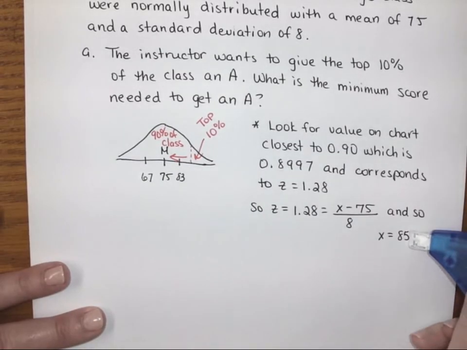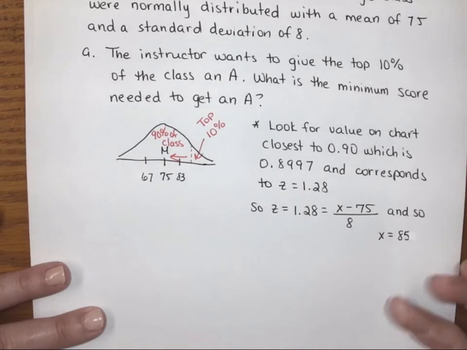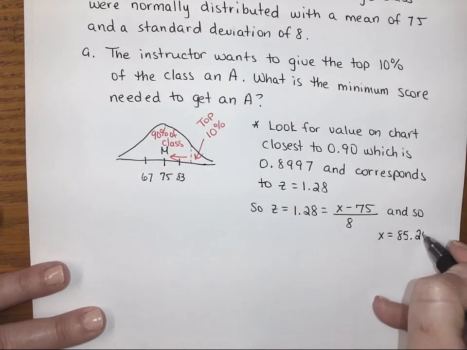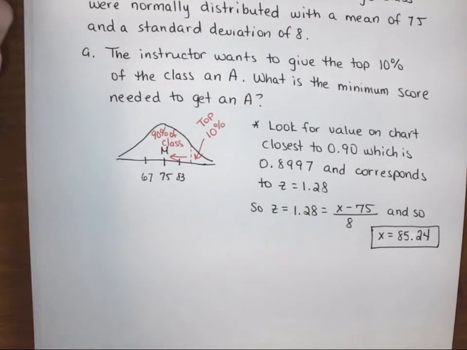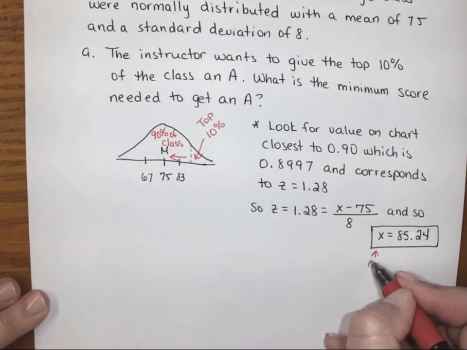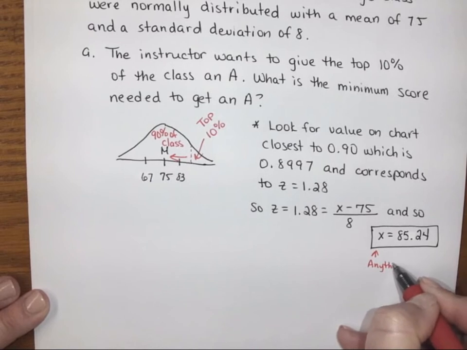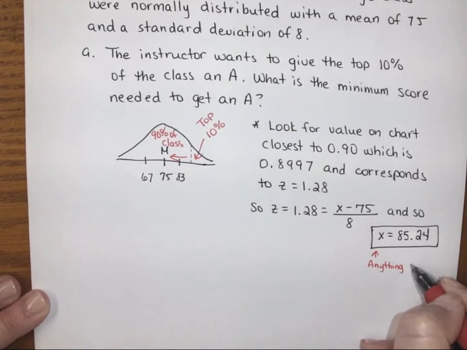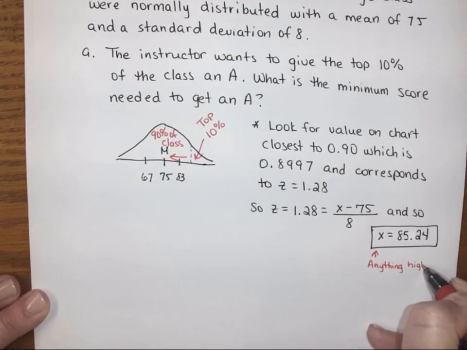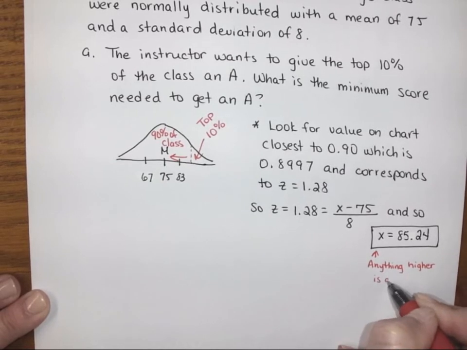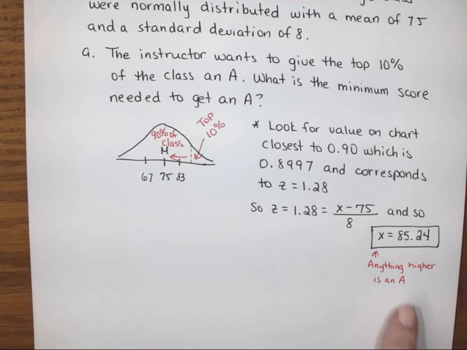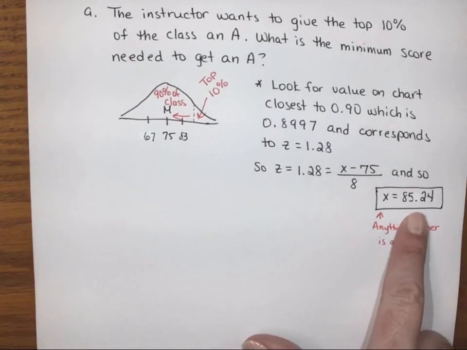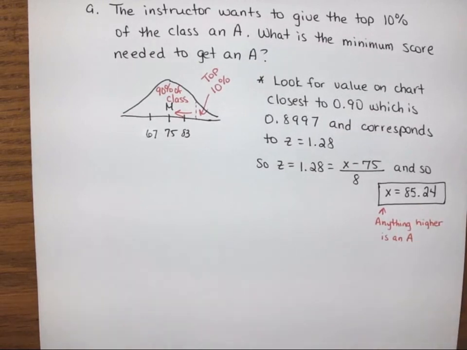So rather than the limit for A being a 90, as it traditionally would be if you did not grade on a bell curve, it looks like anything higher than 85.24 would be an A. Actually, anything that's higher than or equal to that is an A. Okay, so an 85 wouldn't quite cut it. You'd be a little disappointed if you got an 85 because it wouldn't quite be what it needed to be.